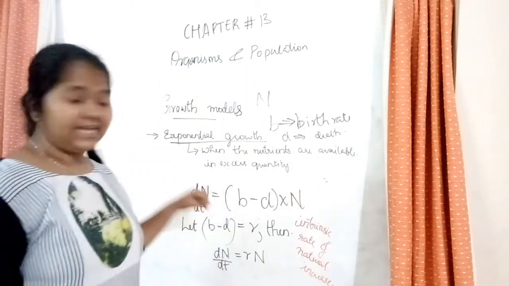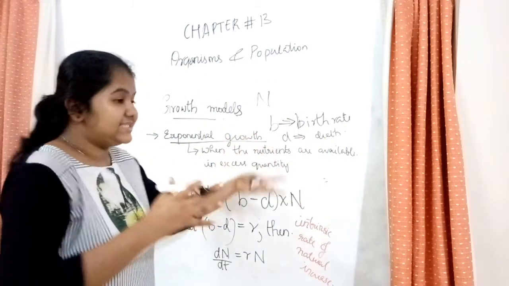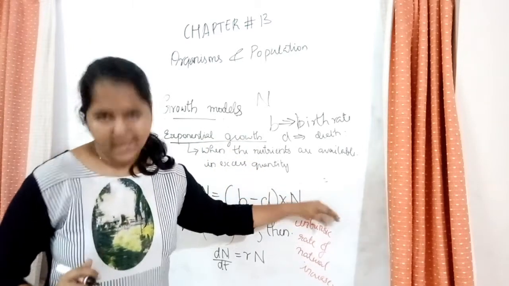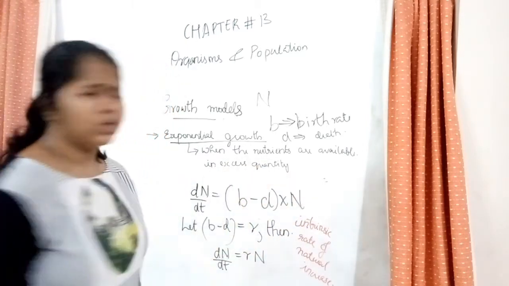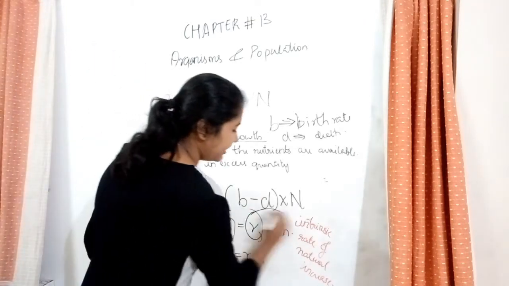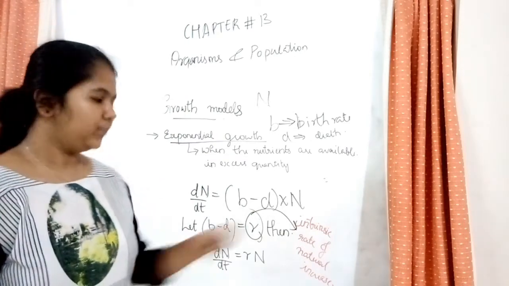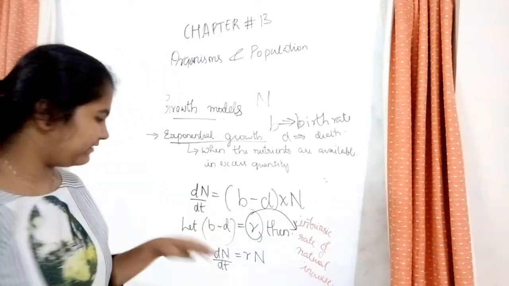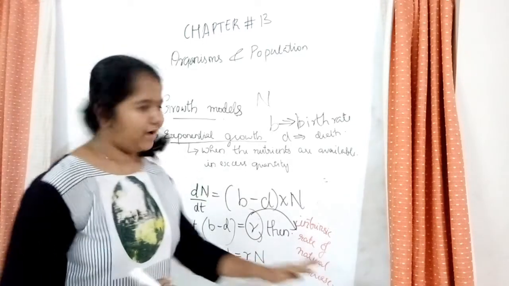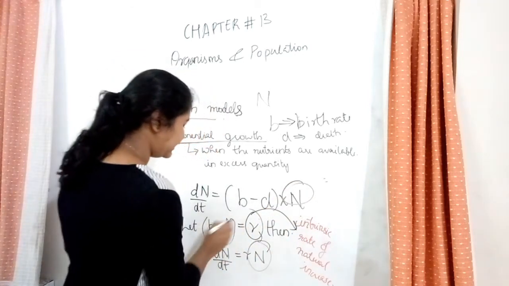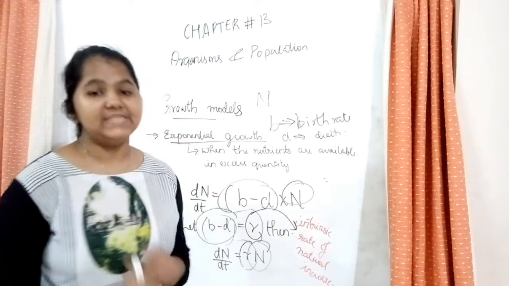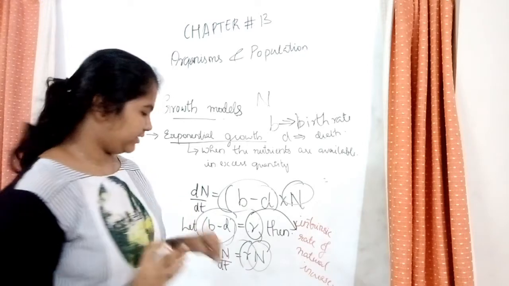Let's see. dN by dt, that is the population density per unit time, is equal to (B minus D) into N. Okay? So that is our first equation. So let's take B minus D equal to r. What is r? r is the intrinsic rate of natural increase. Therefore, dN by dt is equal to N into r. See, N is over here, N is over here, and we said this term is equal to r. And therefore, dN by dt is equal to rN.